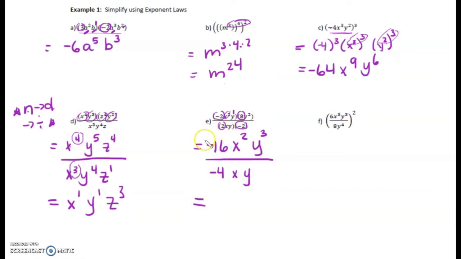Now we can divide. Negative 16 divided by negative 4 has nothing to do with exponent laws. These are just normal numbers. So negative 16 divided by negative 4 is just 4. X squared divided by x, so 2 minus 1 is just x to the 1. And then for the y's, we do 3 minus 1, and we get y squared.